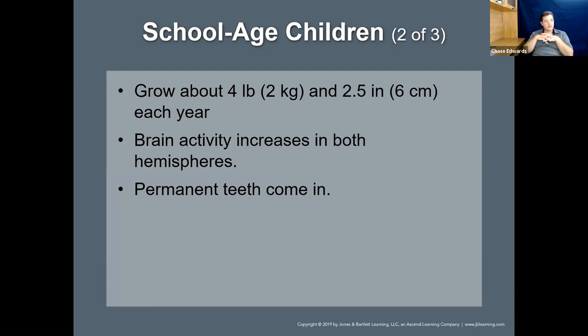In school-age children, some of the obvious physical traits and changes in body function become apparent. Most children grow about 4 pounds or 2 kilograms and 2.5 inches or 6 centimeters each year after this. I grew way more kilograms and way less centimeters. Brain activity increases in both hemispheres, and then permanent teeth begin to replace their primary teeth, or their baby teeth. And in this age group, unintentional injuries are still the leading cause of death.